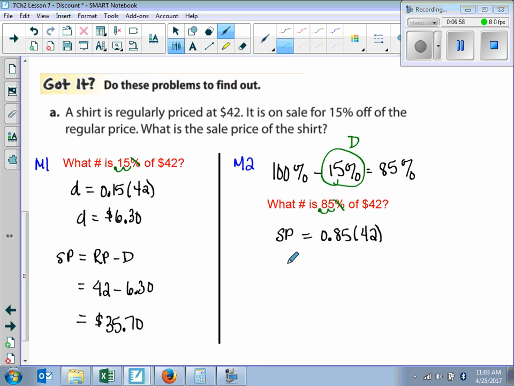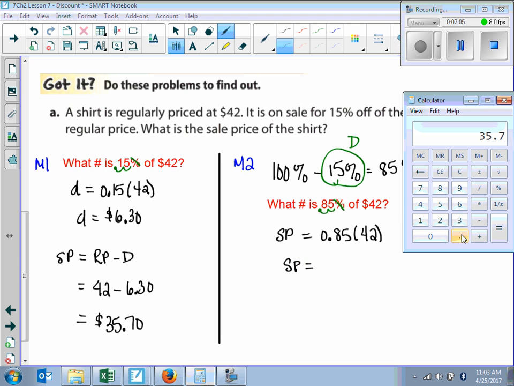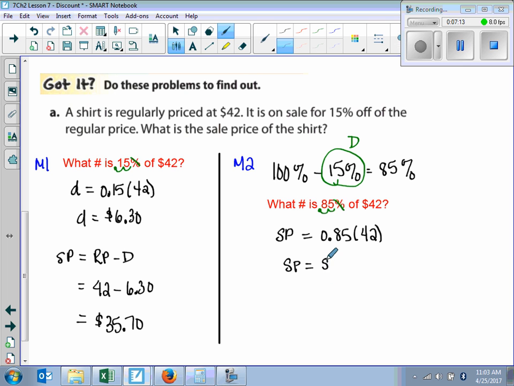So our sale price, you'll see when you do your multiplication, you will get the same thing, right? So 0.85 times 42, $35.70. So we end up with the same thing, $35.70.